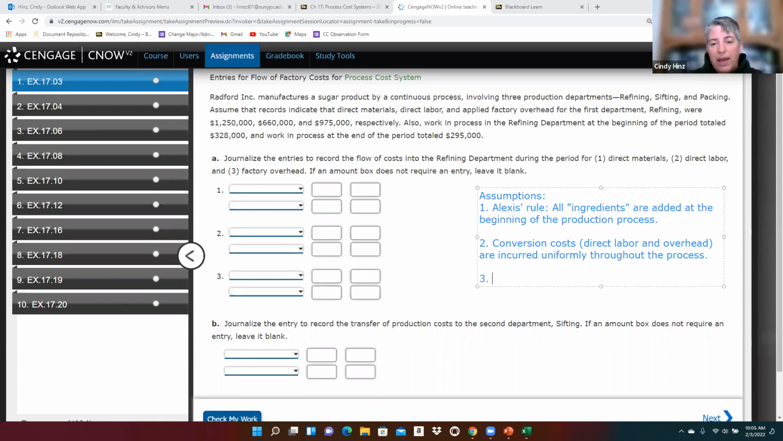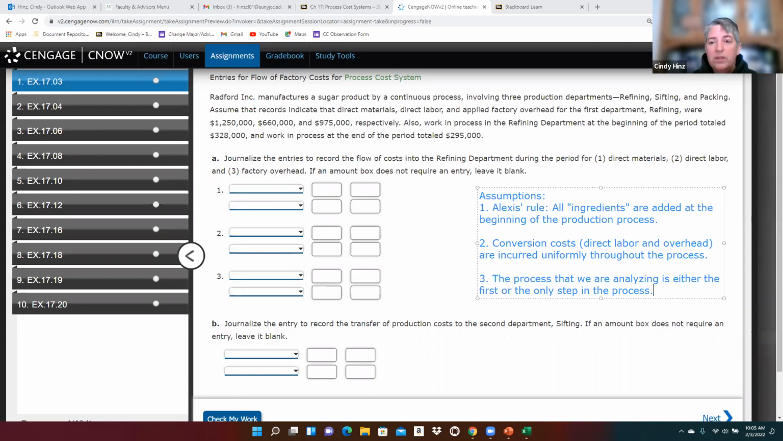Final assumption that we will make is that the process that we are analyzing or accounting for is either the first or the only step in the process. So those are the three assumptions that we need to keep in mind. These will apply to every single exercise and problem that we do, including what's on the exam.